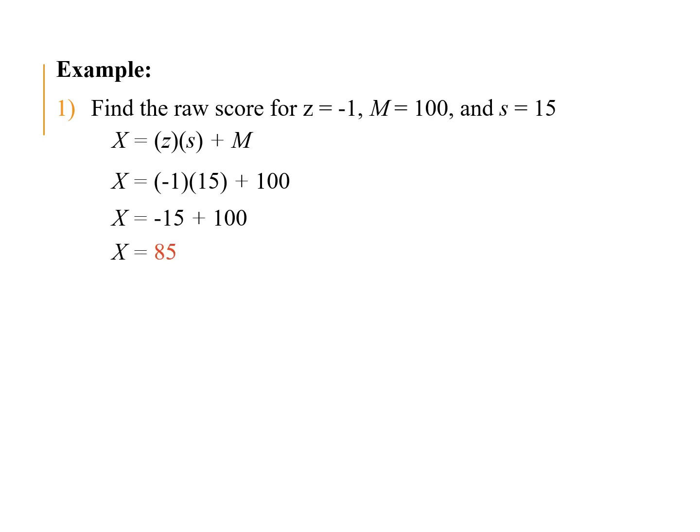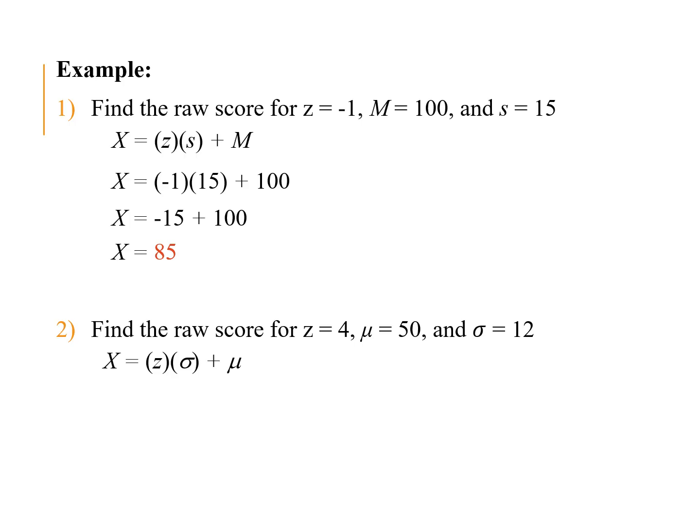Let's try another problem, this time using the population statistics. We have a z-score of 4, a population mean of 50, and a population standard deviation of 12. Using the population equation, we have 4 times 12 plus 50, which is 48 plus 50. Therefore, our raw score is 98.